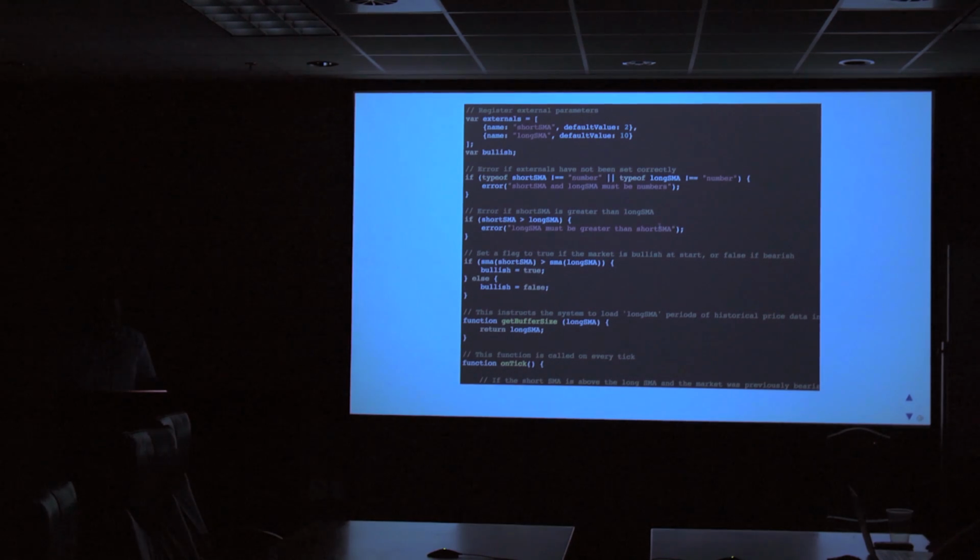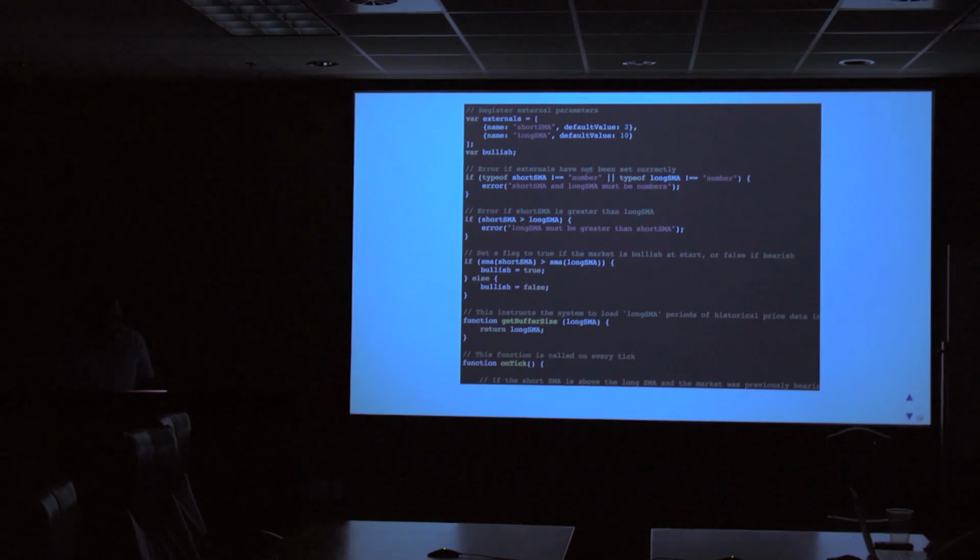So in this case, I'm setting some externals, which are variables that are external to the ones they give you in the platform, essentially. I'm setting a short SMA, which is short moving average, to 20, and a long SMA to 10. Then I'm making a variable called bullish, which actually exists in the platform. It's just a Boolean that's true or false. So either you are bullish or you're not, which means you're bearish. It's a very binary world that you live in with stocks.